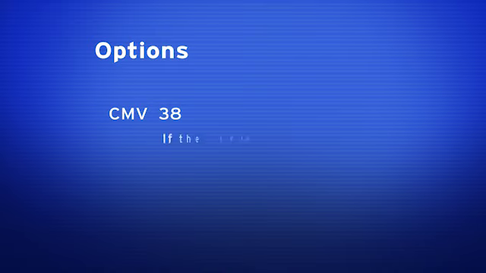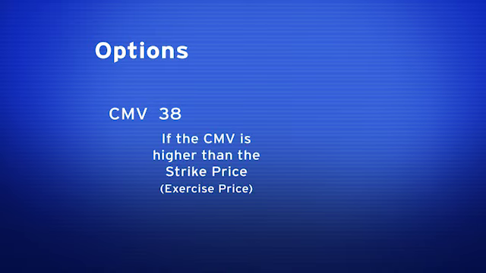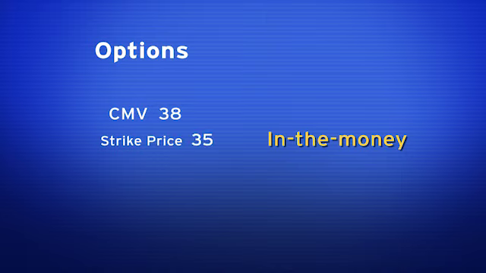If the current market value of the stock is higher than the strike price, the exercise price, this option would be in the money. Well, the current market value is $38. Strike price is $35. This option is in the money by $3.